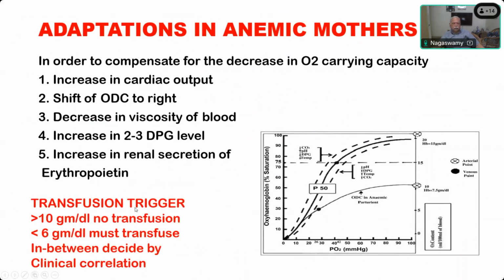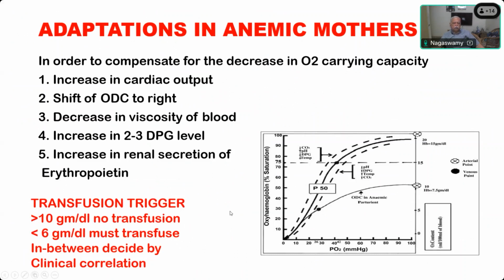And there was a question asked in the book before you come: what is the transfusion trigger? So when the hemoglobin is more than 10 grams per deciliter, there is no need for transfusion in any patient undergoing or waiting for surgery. If it is less than 6 grams, you must transfuse and correct that anemia before that. In between, you have to decide by clinical correlation.